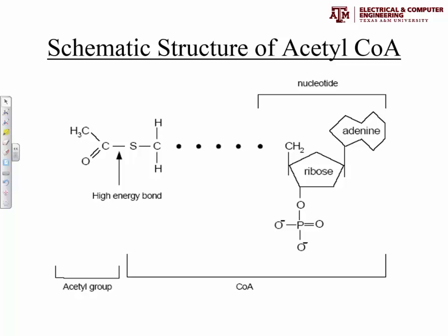Through evolutionary time, this molecule contains a nucleotide. It has an adenine, it has a ribose, all right? It has the phosphate, and then to the 5' end, it has something else attached. All of this stuff together is known as coenzyme A.